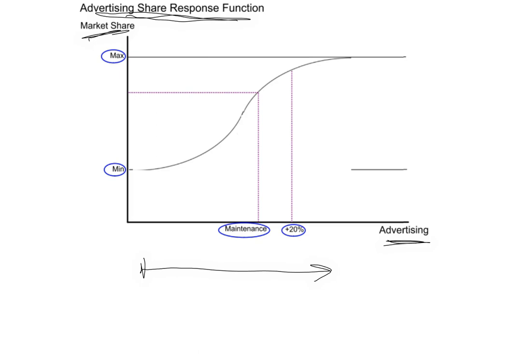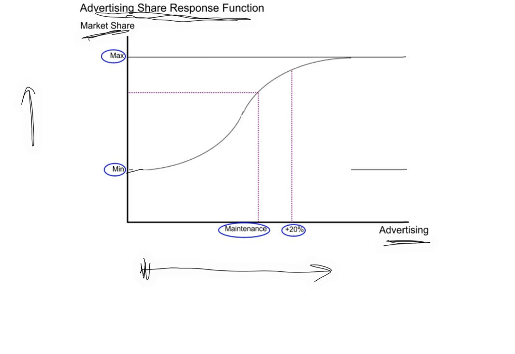And overall, what's the pattern? That as they increase the amount of advertising, their market share is going to increase, but not at a linear trend, right? This is assuming this S-shaped advertising share response function. And so again, if you're going to go on with marketing, you may see this in some of your upper level classes, but we just wanted to talk about some of the main points of it here.